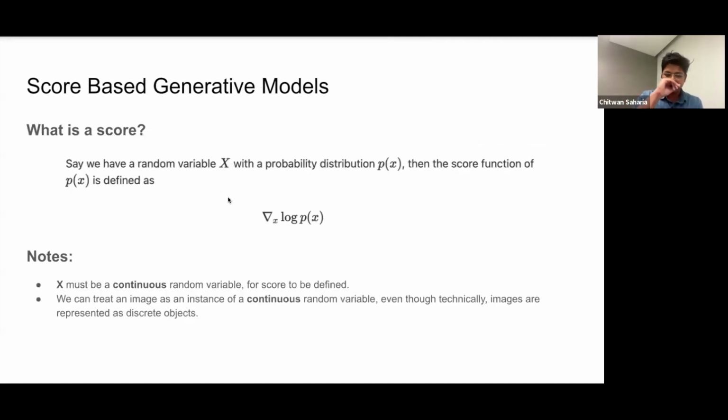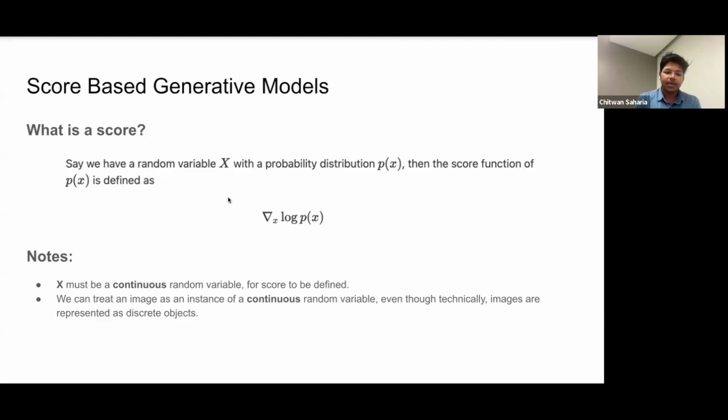First, I'm going to talk about score models. And the first question you may ask is, what is actually a score? The way the score is generally defined here is, given a random variable x, which has a certain probability distribution p of x, the score is the gradient of that log likelihood with respect to x itself. One thing that may be very obvious here is that x must be a continuous random variable, otherwise the score is hard to define.